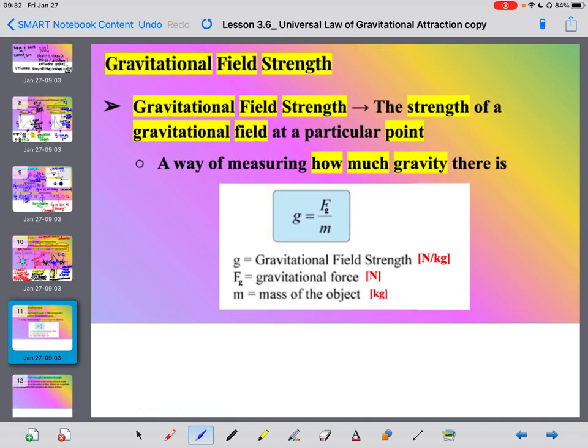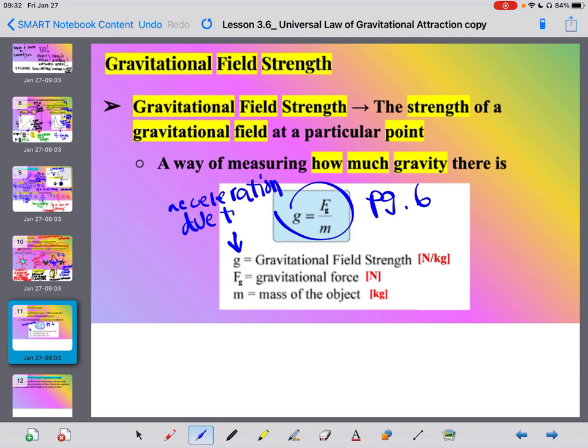Gravitational field strength, that thing I was just talking about, well, it's the strength of a gravitational field at a particular point in space. It's just a really essential way for us to measure how much gravity there is in that location. Again, we've been using this formula right from page 6, where we'd say g equals Fg over m. We've known little g our entire lives as the acceleration due to gravity. We're just learning its other name, okay? And that's the gravitational field strength, right?